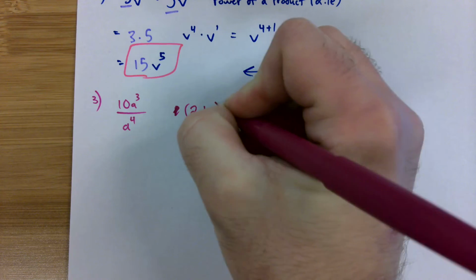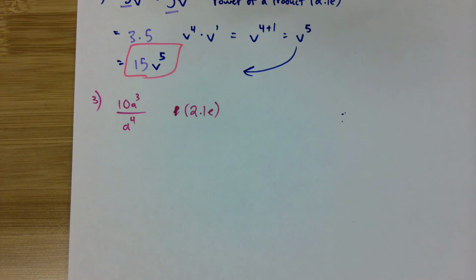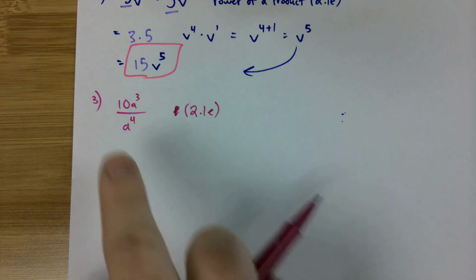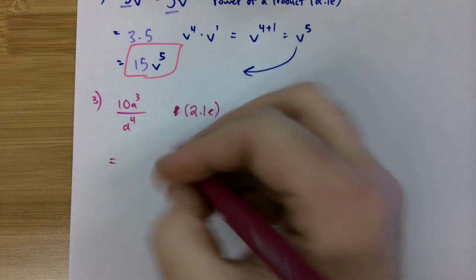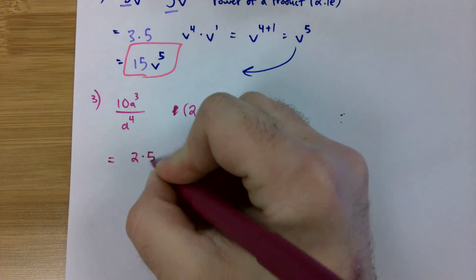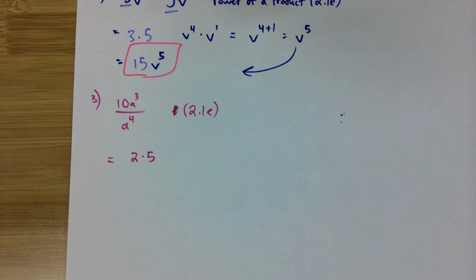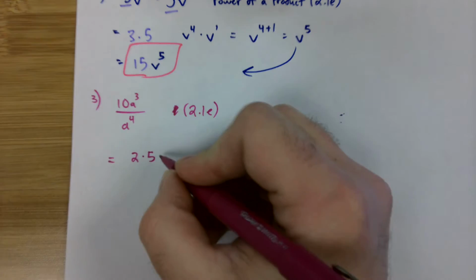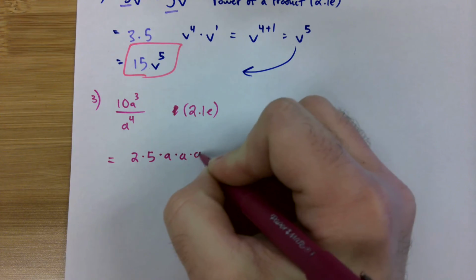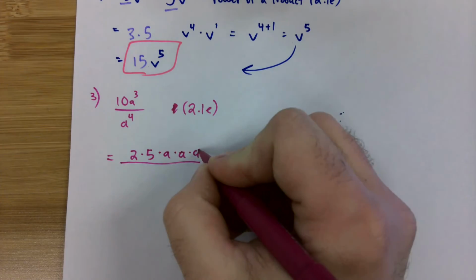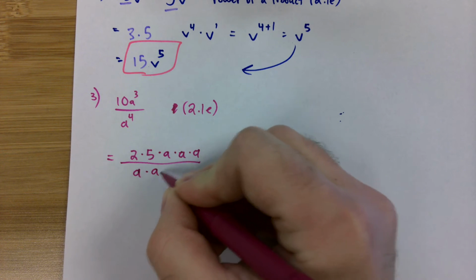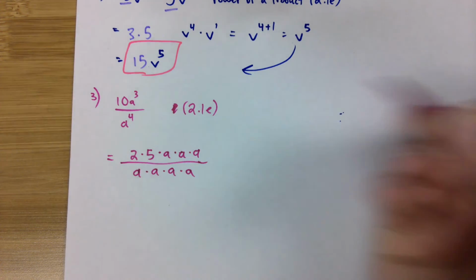This is, again, 2.1e, power of a product rule, except now we're kind of doing power of a quotient, right? So let's expand out our factors. On the top, we've got 10, which is 2 times 5. And we have 3 a's, right? Times a, times a, times a. And on the bottom, we have 4 a's. A times a times a times a.